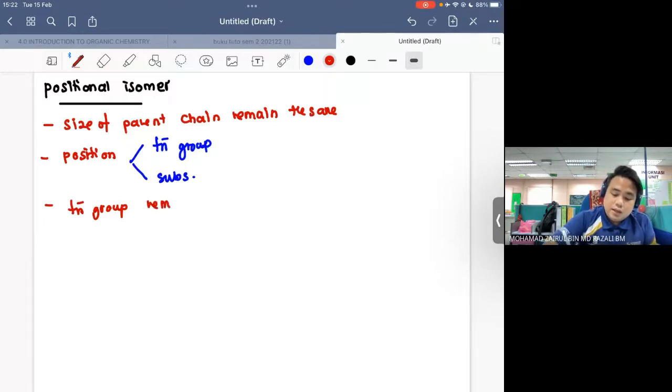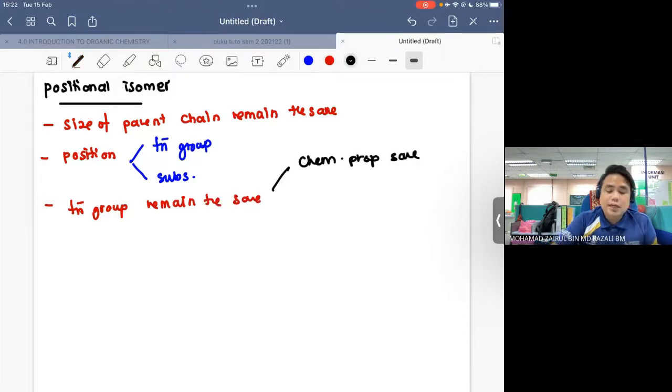So it means that the chemical properties also akan jadi sama. Tak kisahlah dia isomer apa, janji. Sebab apa? Sebab functional group sama. Okay. Tapi yang akan berbeza dia adalah physical properties. Sebab sekarang ni kita ubah position. So ubah position dia memang akan effect in term of the physical properties. Macam boiling point semua tu.